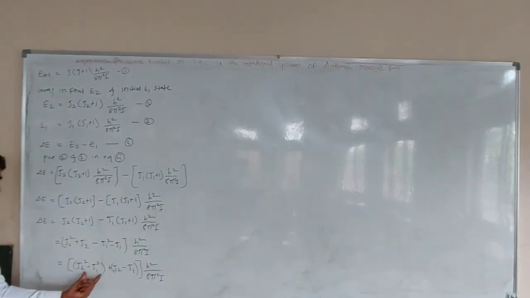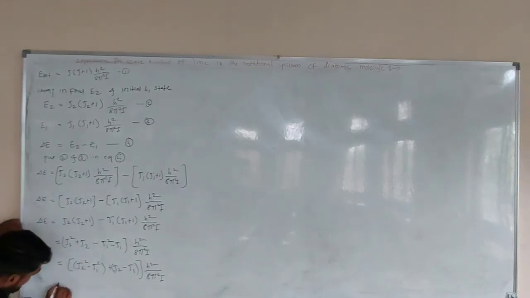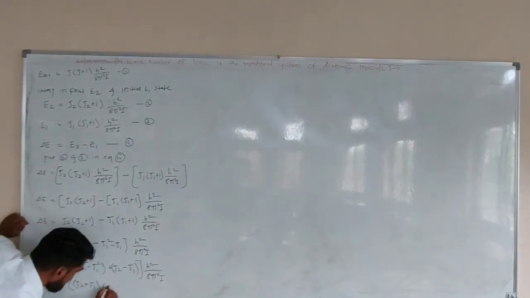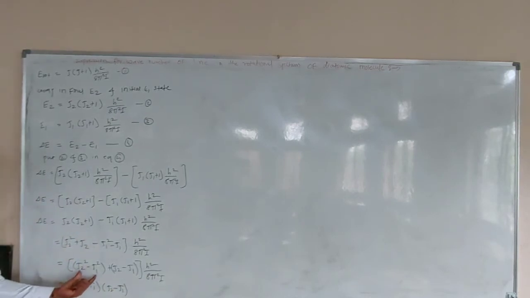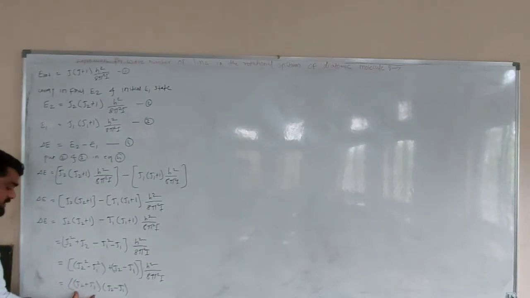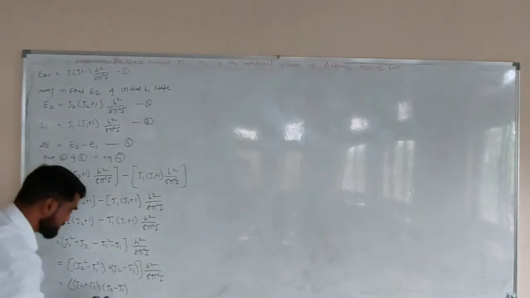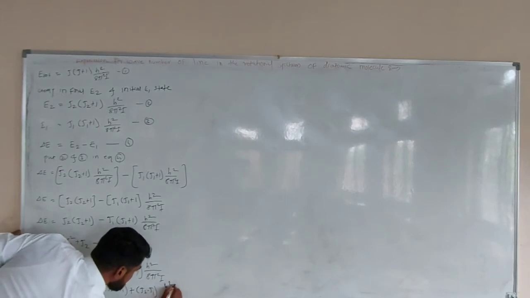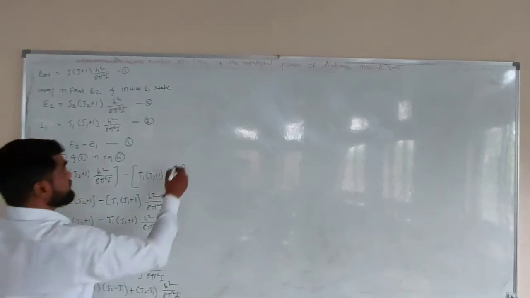J2 square minus J1 square means J2 plus J1 and J2 minus J1. J2 square minus J1 square means simply a square minus b square, a plus b, a minus b. That is J2 plus J1, J2 minus J1, and plus J2 minus J1 into h square upon 8 pi square I.